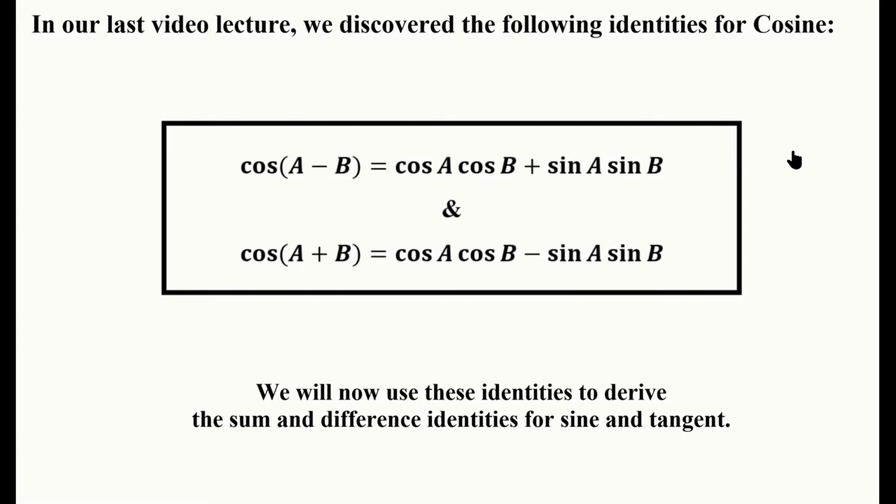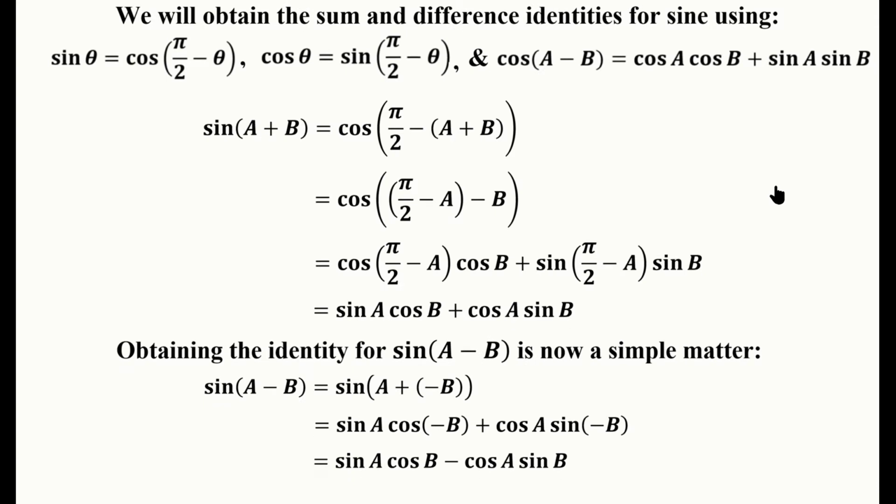the identities for sine and tangent as well, especially the first one, the cosine of a minus b, or the cosine of a difference. So let's go ahead and use these to firstly derive the identity for sine of a plus b.